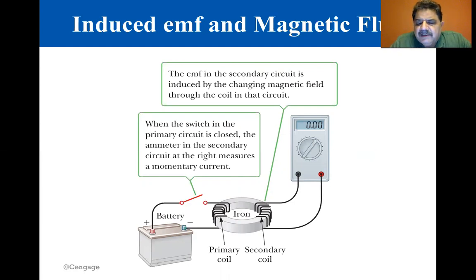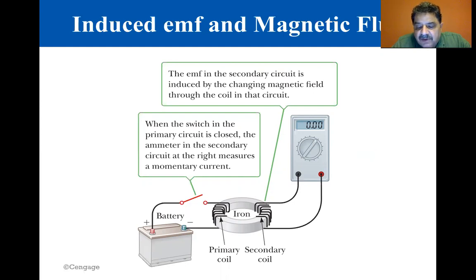At first glance, you might guess that no current would ever be detected in the secondary circuit. When the switch in the primary circuit is suddenly closed, something amazing happens. The ammeter measures a current in the secondary circuit and then returns to zero. When the switch is opened again, the ammeter reads a current in the opposite direction and again returns to zero. Finally, whenever there is a steady current in the primary circuit, the ammeter reads zero. From such observations, Michael Faraday concluded that an electric current could be produced by a changing magnetic field.